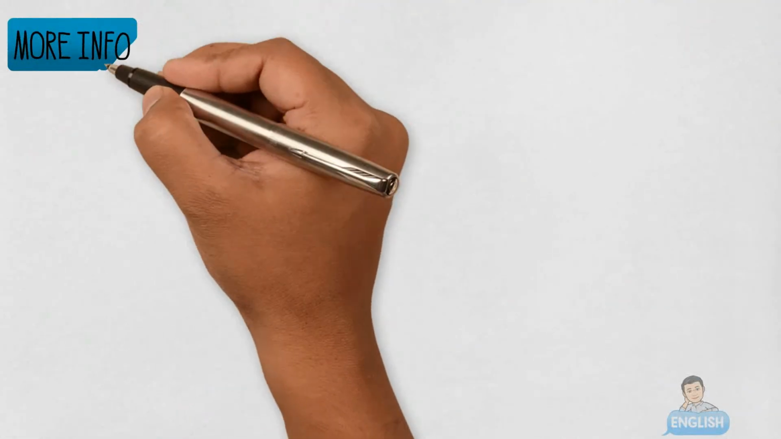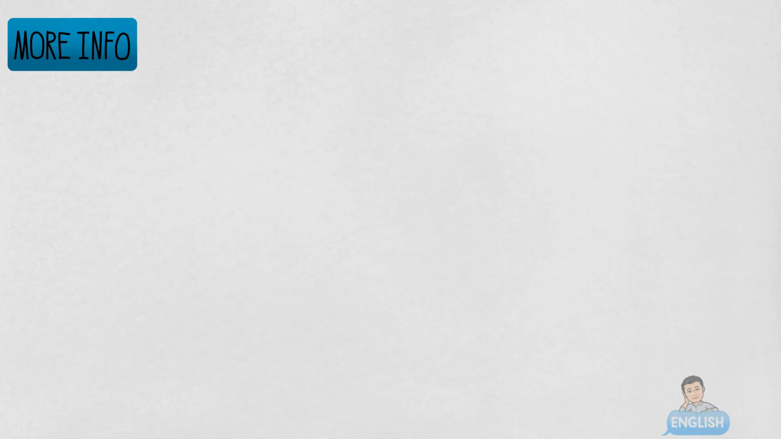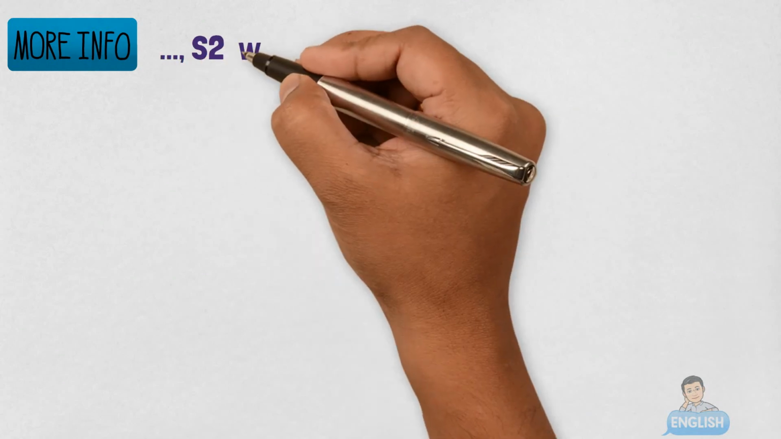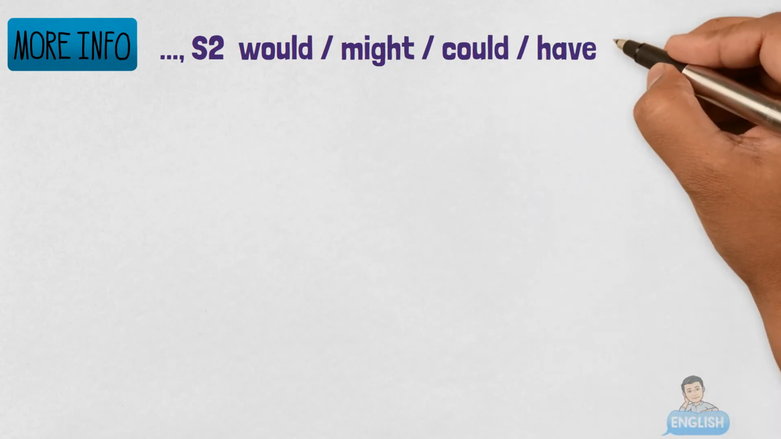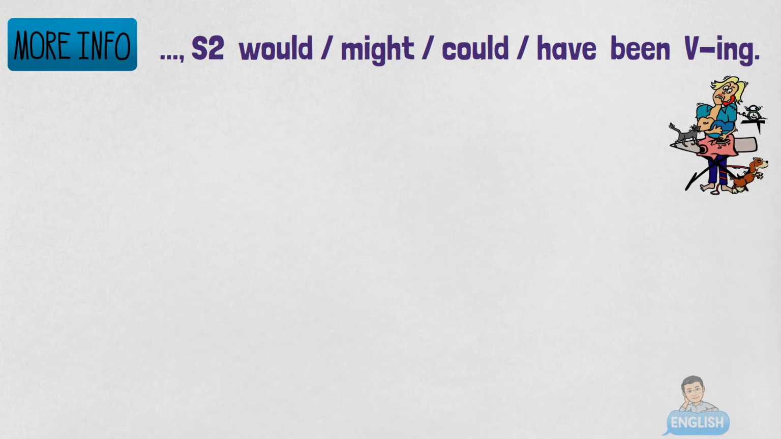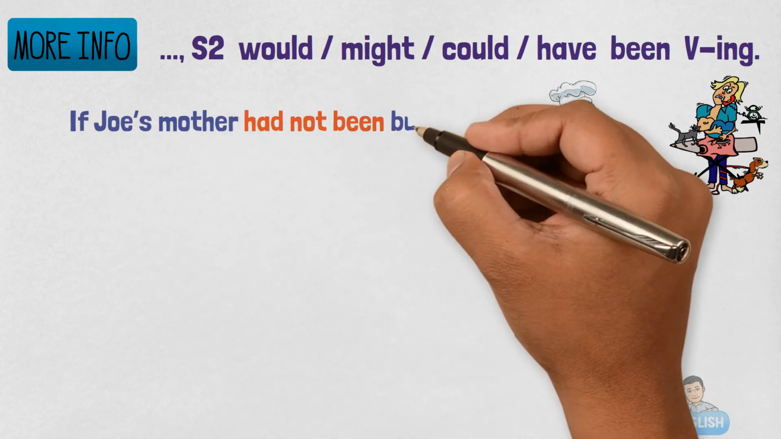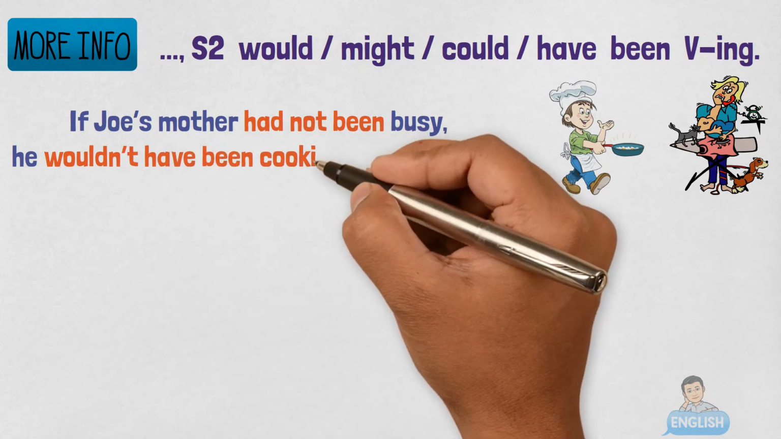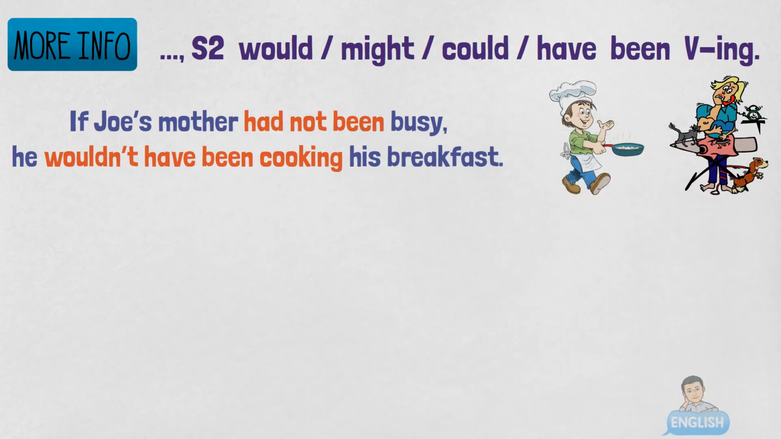Well, before we can call it a day, I'd like you to remember two more things. First, the continuous verb form may be used in the result clause. So, we have subject 2, would, might, could, have, been, and verb plus ing. For instance, if Joe's mother had not been busy, he wouldn't have been cooking his breakfast. This sentence can be understood: Joe was cooking his breakfast because his mother was busy.